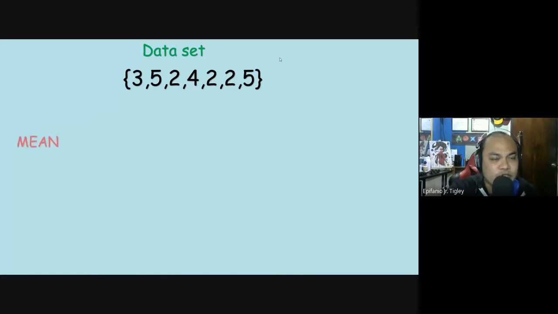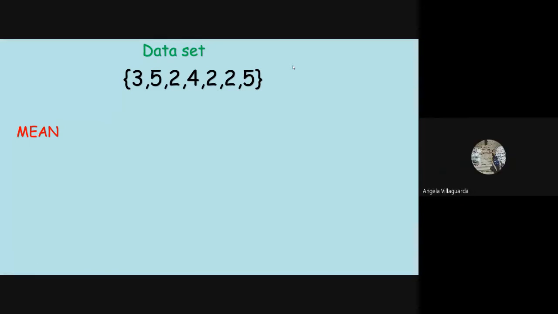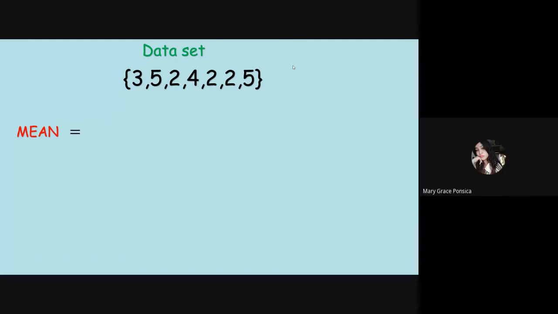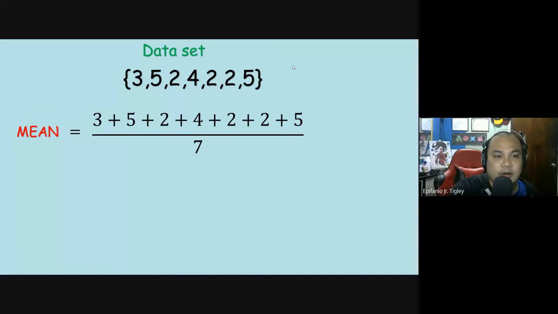So again, what do you do again? Unsay buhaton na nato na? You tell me right. Add the value of the data. Okay. And what will be the divisor? 7. Okay, so adding 3, 5, 2, 4, 2, 2, and 5 divided by 7 because there are 1, 2, 3, 4, 5, 6, 7 number of data. Now, adding the numerator, you will be getting 23.